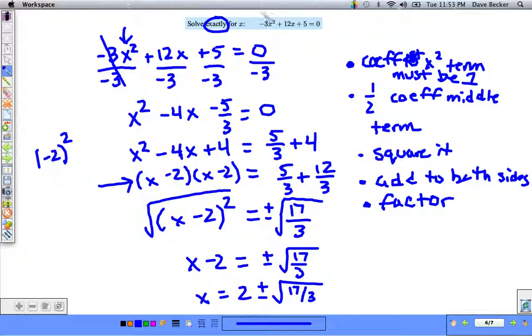Now, again, if I graphed this on my graphing calculator and solved or analyzed the graph and found the zeros, I would get 2 plus the square root of 17 over 3. It would have to be its decimal equivalent, and I would also get 2 minus the square root of 17 over 3 with its decimal equivalent. It wouldn't give it to me like this. It would give me the decimal.